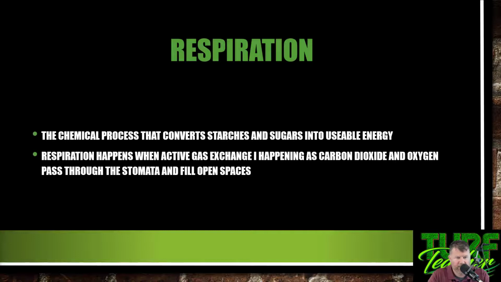With respiration, this is the chemical process that converts starches and sugars into usable energy. Respiration happens when active gas exchange is happening as carbon dioxide and oxygen pass through the stomata and fill the open spaces. So those stomata are opening, they're letting that gas exchange happen, and carbon dioxide and oxygen will pass through the stomata. And it is the guard cells that actually control the stomata, allowing them to open and close.